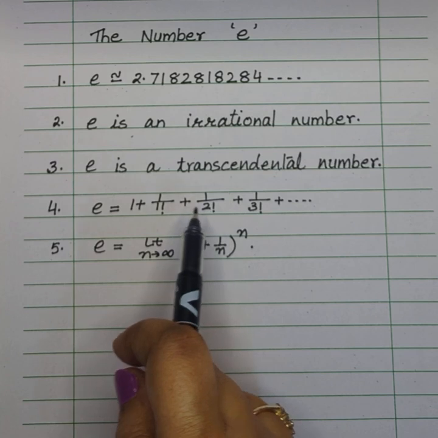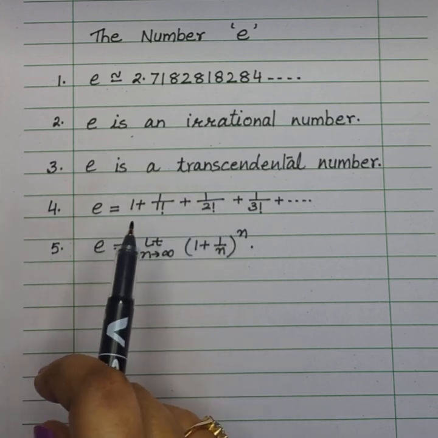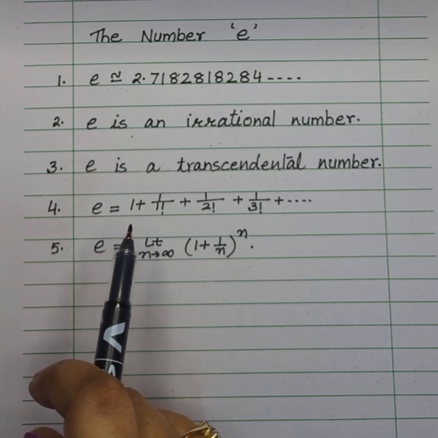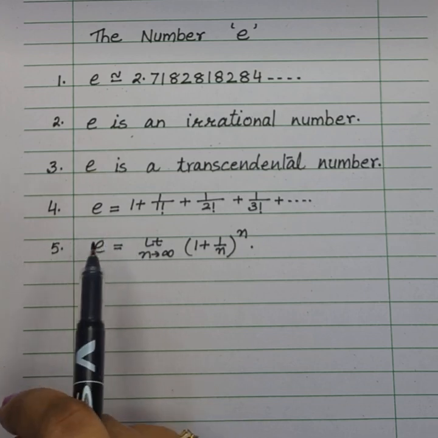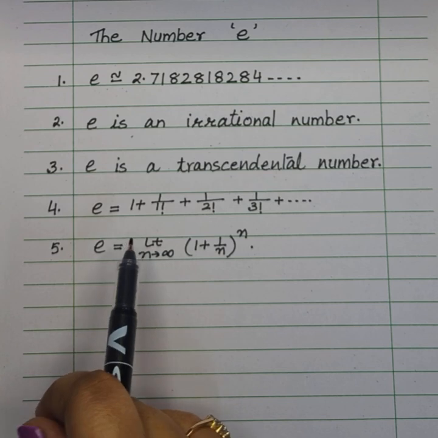e is a transcendental number. What is a transcendental number? A number which is not a root of any non-zero polynomial with rational coefficients, or we say which is not an algebraic number.